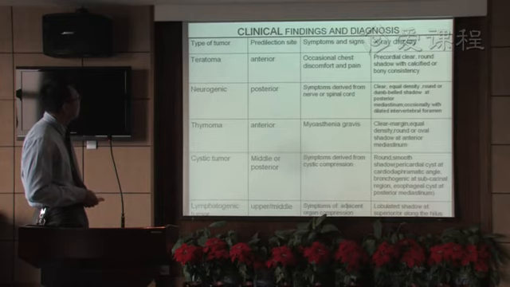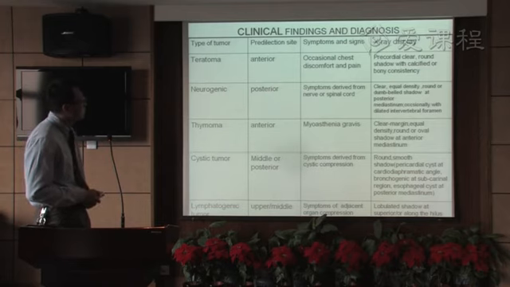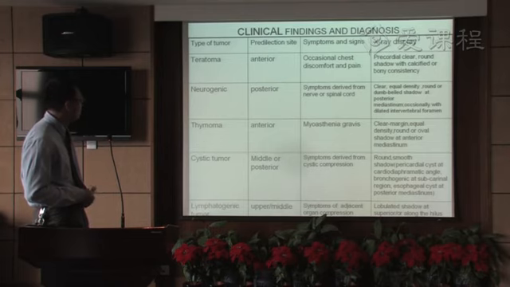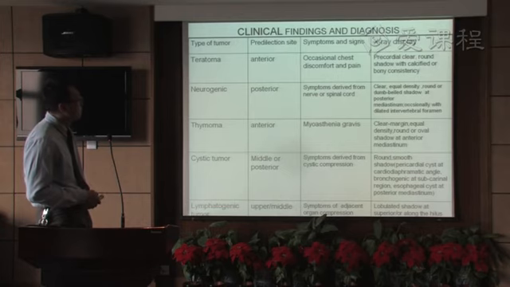Thymoma is often located in the anterior part, and the symptom is myasthenia gravis. The X-ray displays a clear margin, equal density, round overall shadow at the anterior mediastinum. And cystic tumor is often located in the middle or posterior part. The symptoms derive from cystic compression. The X-ray displays a round, smooth shadow.